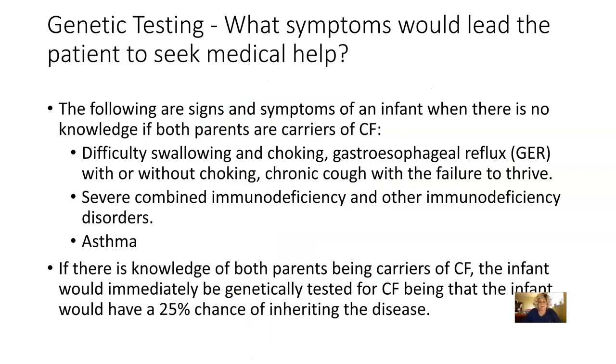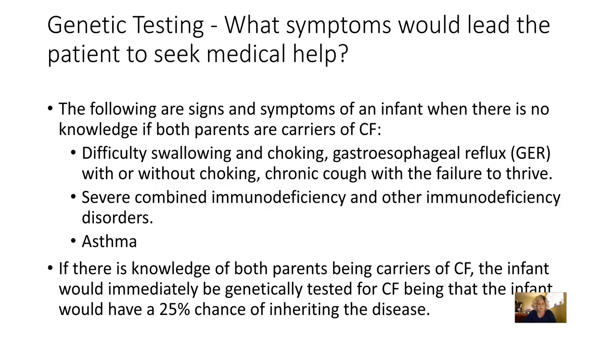Genetic testing and what symptoms would lead the patient to even seek help. The following are signs and symptoms of an infant when there is no knowledge if both parents are carriers of CF. The child might have difficulty swallowing and choking, gastroesophageal reflux, GER, with or without choking, and chronic cough with a failure to thrive. And the key word there is failure to thrive. This is a child that doesn't simply have a cold or some kind of respiratory illness. This is a child who's not gaining weight, lethargic, weak. Something is clearly wrong with this infant.